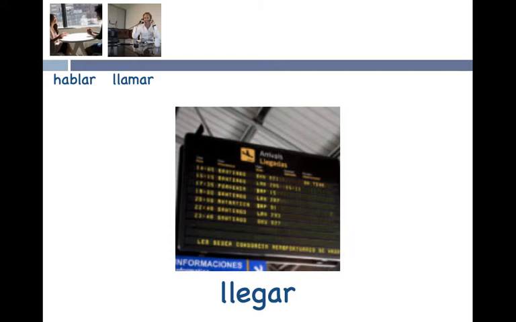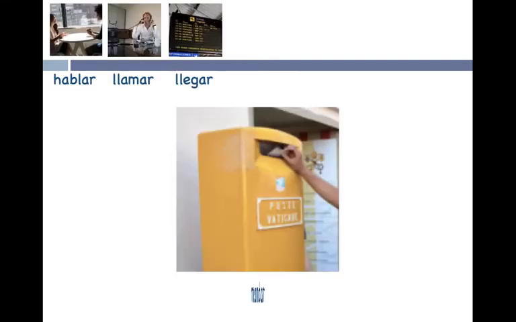Todos, hablar. Llamar, llegar. Mandar, mandar, which means to send. So maybe you can think it's mandatory that you get that information into the mailbox and send it right away. That's mandatory to send that important letter. Mandar, to send.